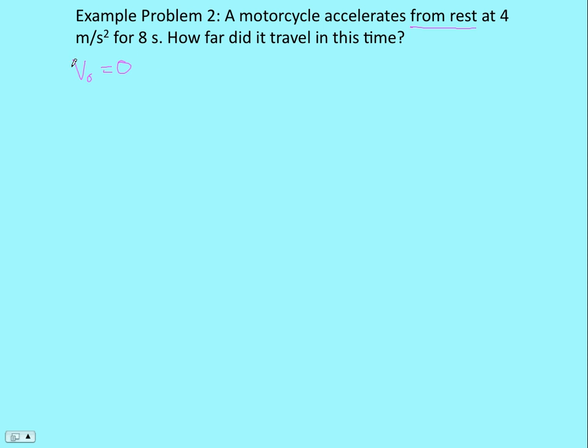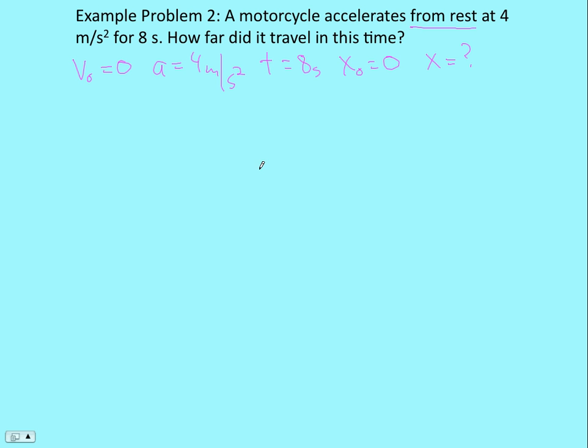So we need to assign our variables. The acceleration is 4 meters per second per second. Well, that's easy, they're just telling us the acceleration is 4. And then the time is 8 seconds. Also, we'll set our initial position to 0. How far did it travel? So they want to know x.